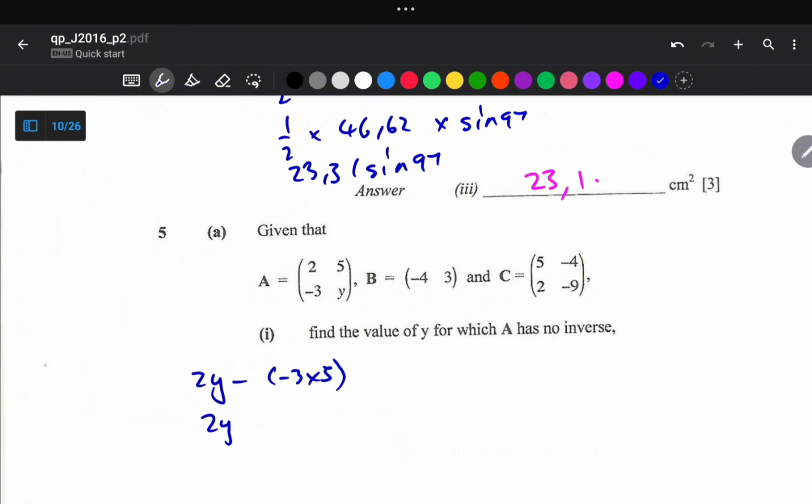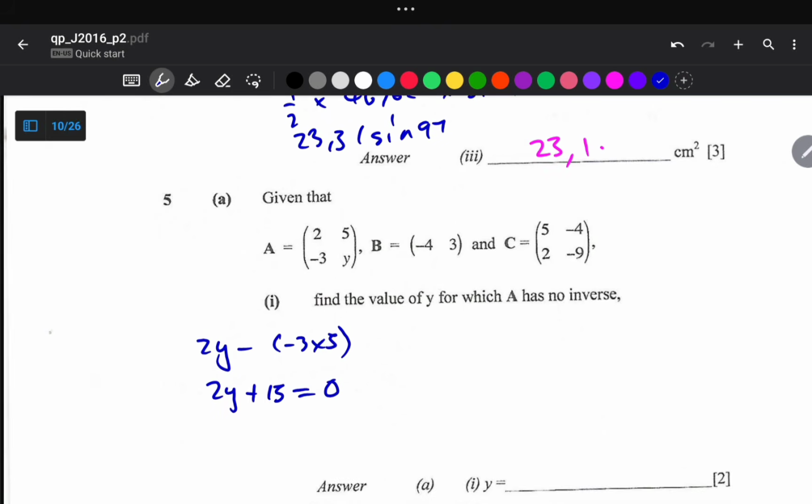So it is minus 15, and this gives us plus 15, being equal to 0. Okay, so 2y is now equal to -15, and y is equal to -15 divided by 2. So this is the correct value of y. Y is equal to -15/2.